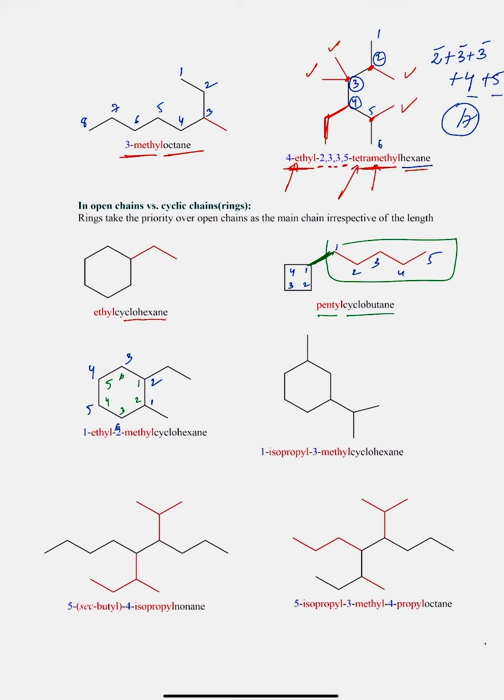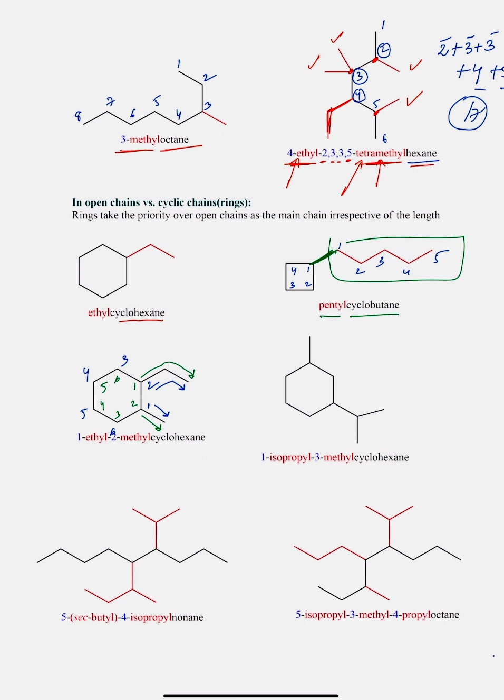So among these two, which numbering is correct? Blue numbering or green numbering? It's green numbering that is correct, because according to green numbering, 1 gets ethyl and 2 gets methyl. According to blue numbering, 1 gets methyl and 2 gets ethyl. So 1 should get ethyl and 2 must get methyl. And while writing the whole name, cyclohexane, the suffix, is written, and in front of the suffix, first you write 1-ethyl because it comes alphabetically first, and then you write 2-methyl. So this is how the numbering is done for cyclic compounds.